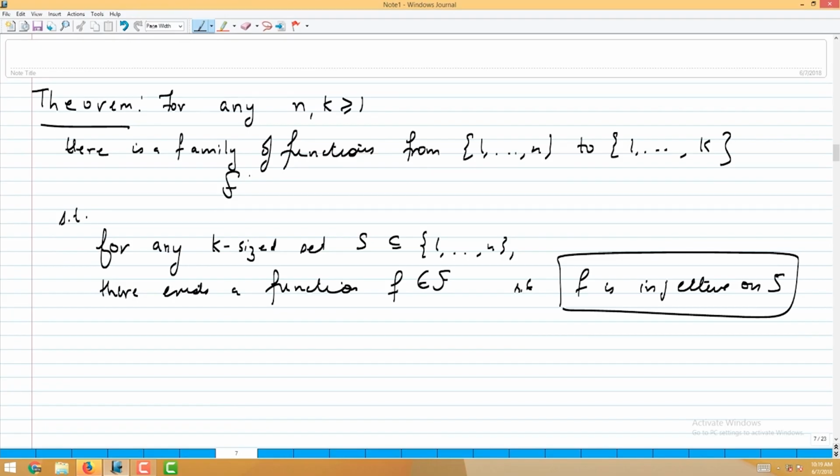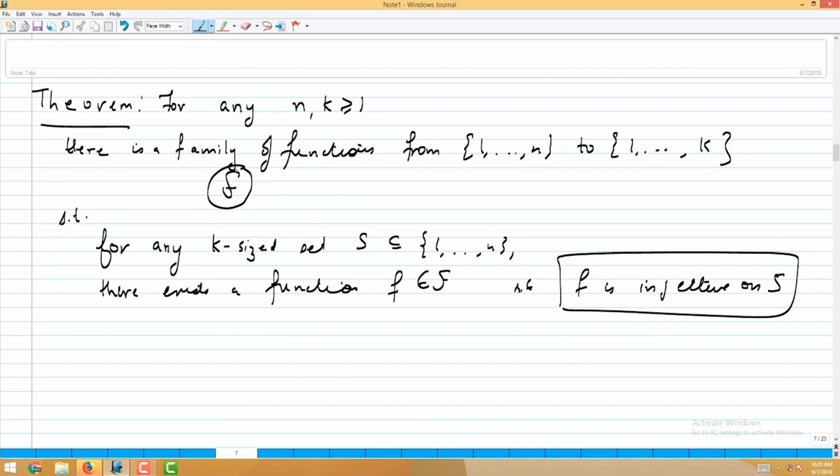So what can you say about this family? Can you always come up with a family of functions which have this property? I want to have a family of functions from 1 to n to 1 to k, whose domain is 1 to n and the range is 1 to k. And the property of this family is, if I give you any k size set, there is a function in the family which maps this set injectively. Okay, can you always, forget this family, if I give you some set S, can you always find a function that maps this set injectively?